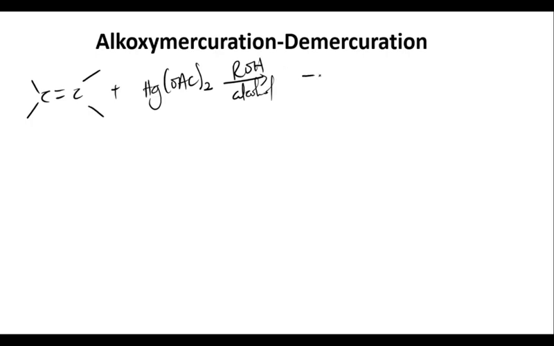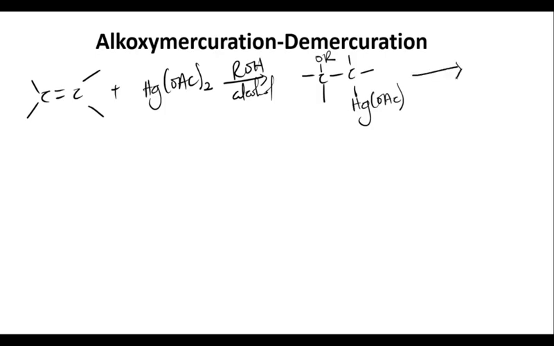So it looks like this. We have our carbon, then we have OR attached to this, then we have our acetylmercuric group over here. So this is the intermediate that we get when we add the mercuric acetate in the presence of an alcohol to an alkene.